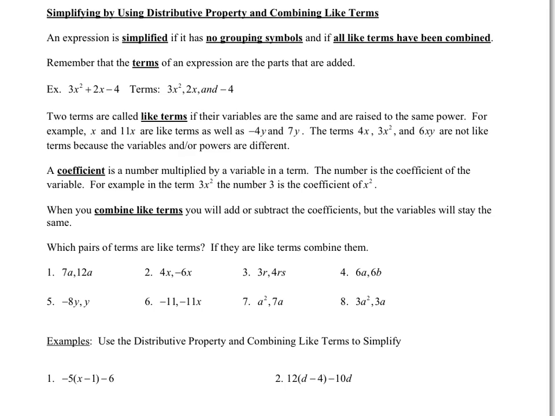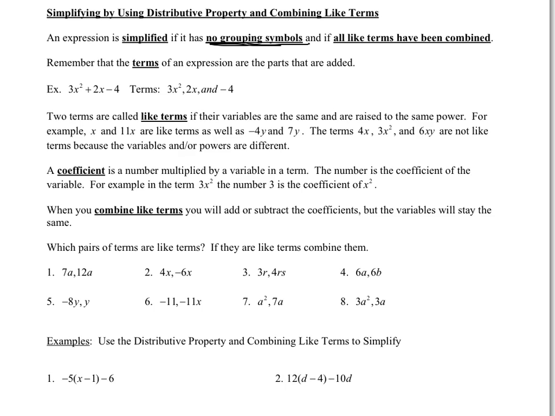Okay guys, now we're going to continue with part 2 of our distributive property notes. So hopefully you guys have turned to the second page. We need to talk about simplifying using distributive property and combining like terms. Now, an expression will be simplified if it has no grouping symbols. So that's when we're talking about parentheses, brackets, that type of thing, and that's where distributive property is going to come into play.